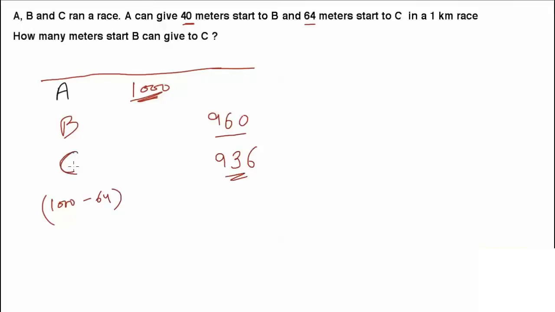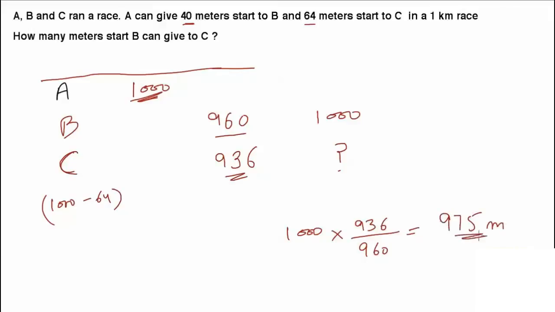So now we have to find when B ran for 1000 meters, how many meters C ran. So simply 1000 multiplied by 936 divided by 960 is equal to 975 meters. So B can give 1000 meters minus 975 meters is equal to 25 meters start to C. And that's our answer.